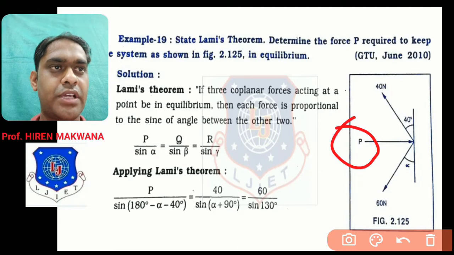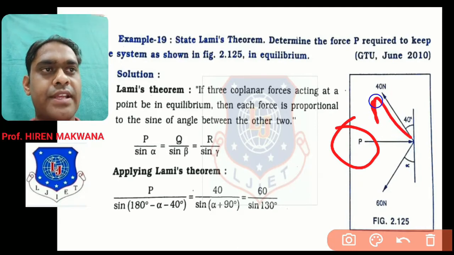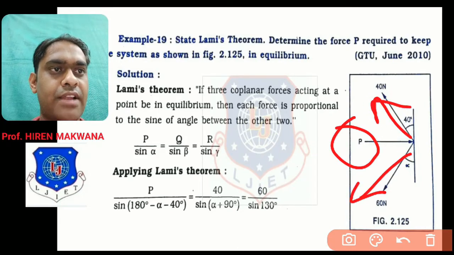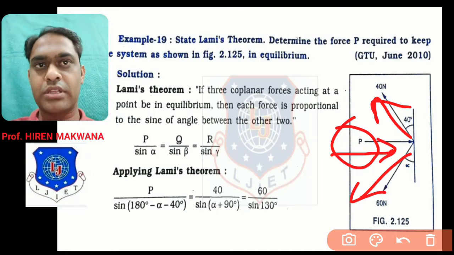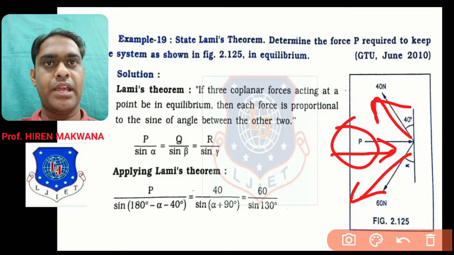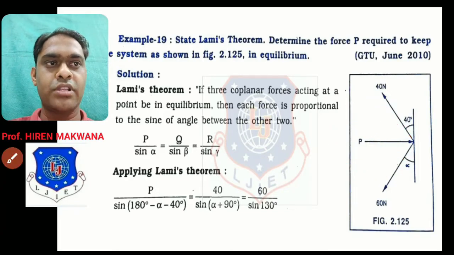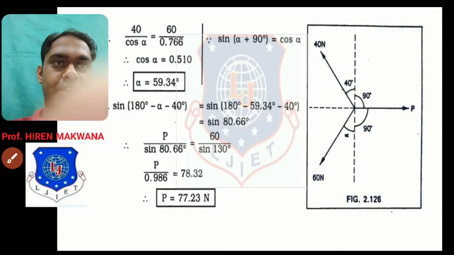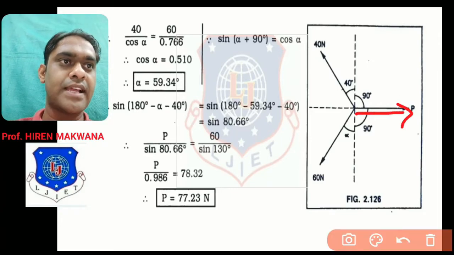But in this figure you can check 40 Newton is a tensile force, 60 Newton is a tensile force, but P itself is a compressive force, which is not valid for Lami's theorem. So we have to solve this figure in a simplified manner. Means we have to make force P a tensile force. Check out the next figure. Yes, this is the figure in which force P becomes tensile now.